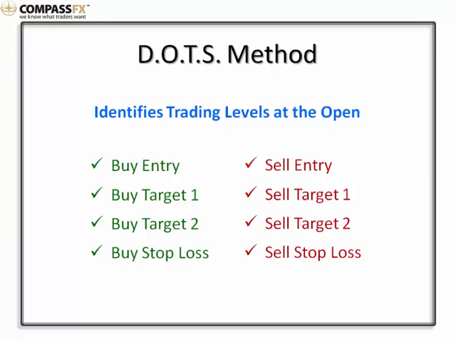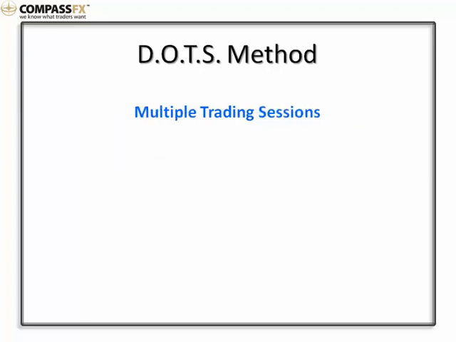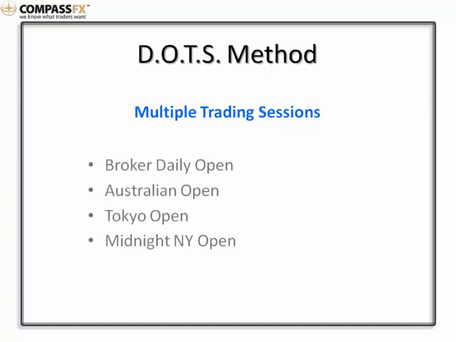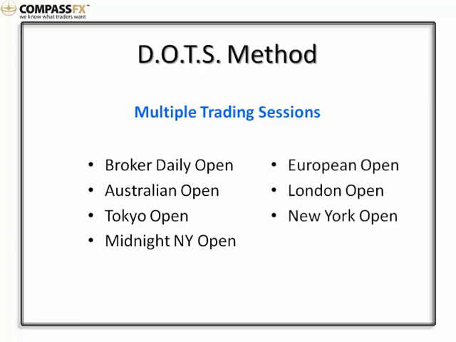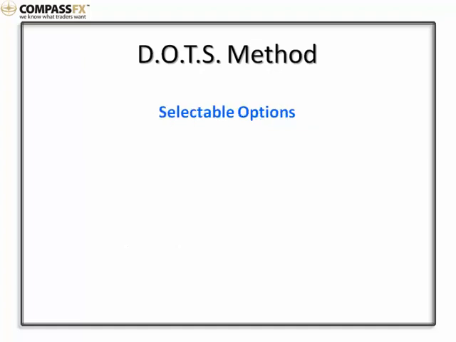Also, we look at the market expanding and contracting for the day as well as for different trading sessions. You can trade the DOTS method based on the Broker's Daily Open, the Australian Open, the Tokyo Open, the Midnight New York Open, the European Open, London Open, and the New York Open. So you can literally trade the market based upon where you live in the world and based upon the sessions that you prefer to trade.